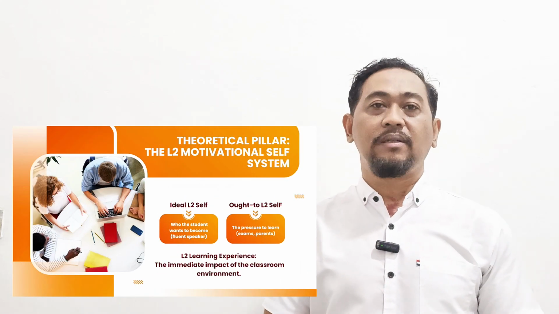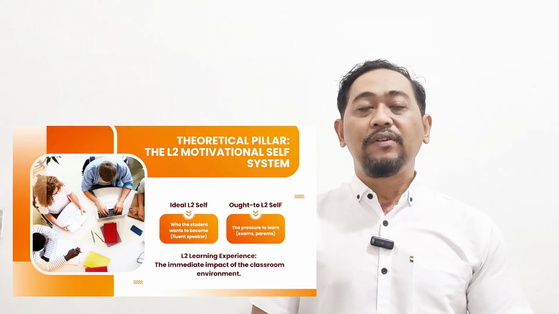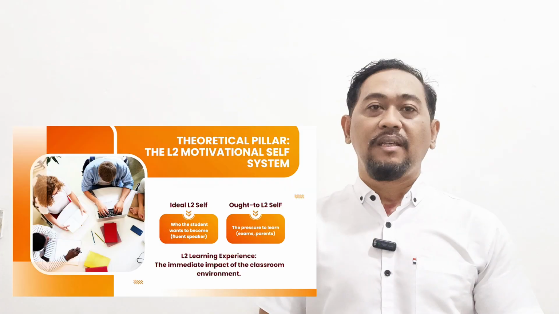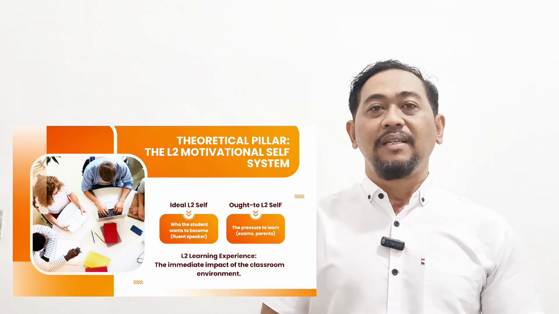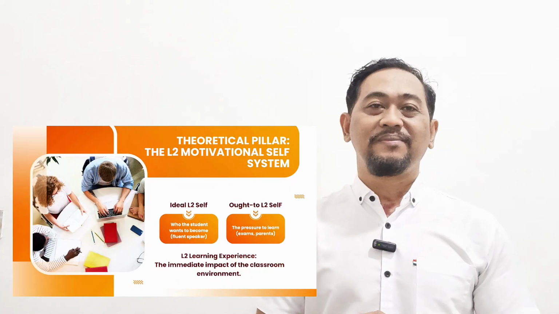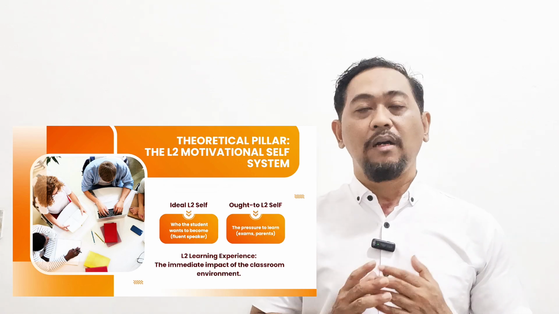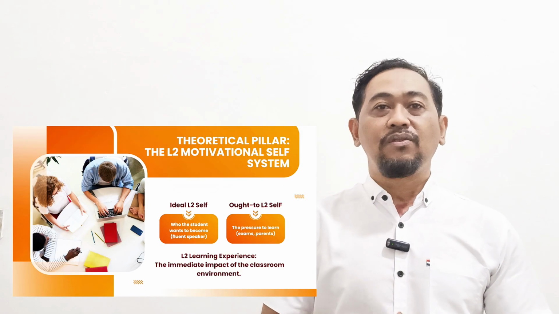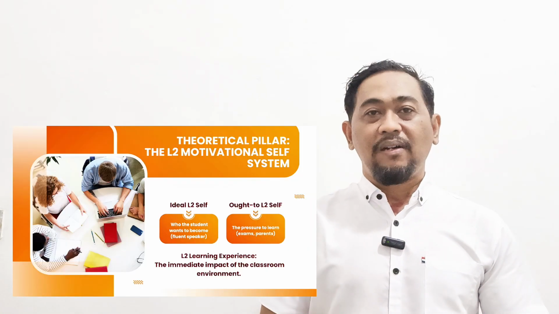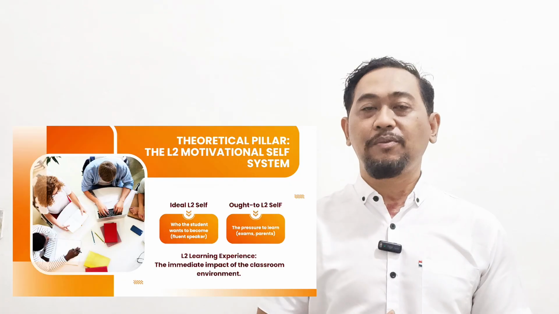Next slide. We move on to the L2 motivational self system by Dörnyei. To understand this deeply, we refer to the framework by Zoltan Dörnyei. He suggests that motivation comes from three sources. The first, the ideal L2 self. This is the powerful vision of who the students want to become. For example, a global professional speaking fluent English. And the second, the ought-to L2 self. These are the external pressures, such as passing an exam or meeting parental expectations.